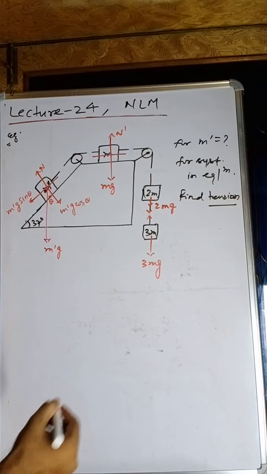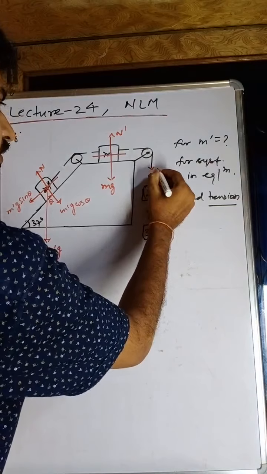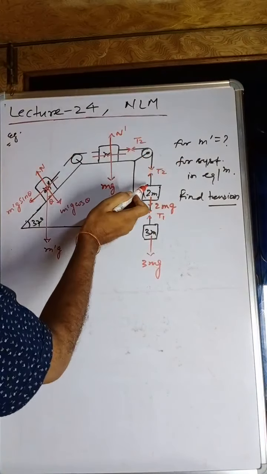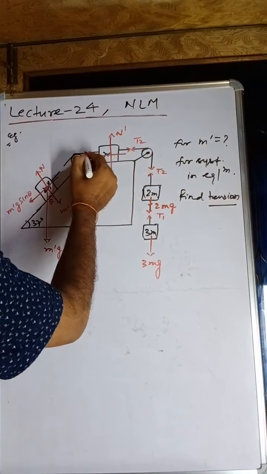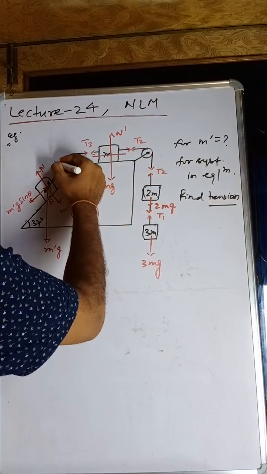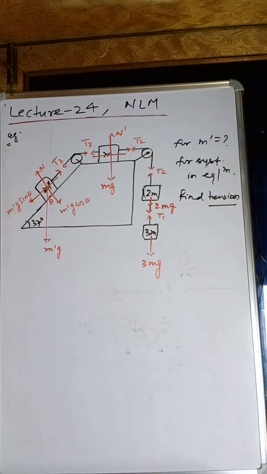Now tension, my dear students. Here the tension is T1, here the tension is T2, and here the tension is T2. Why T2? Because this is the same string. Here the tension is T3, and here again the tension is T3. Why? The string is the same. Now we have done all the forces. Now our duty is to write the equations. Okay, my dear students, so how will we write the equations? Look here carefully.